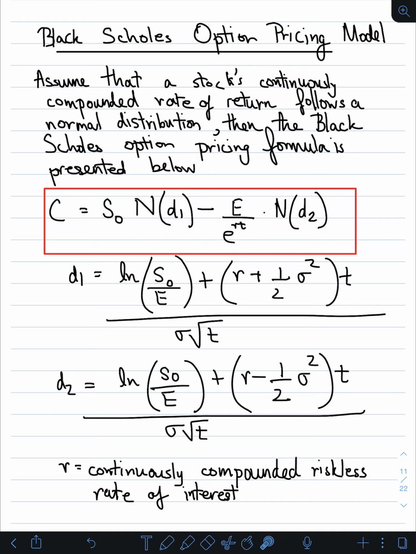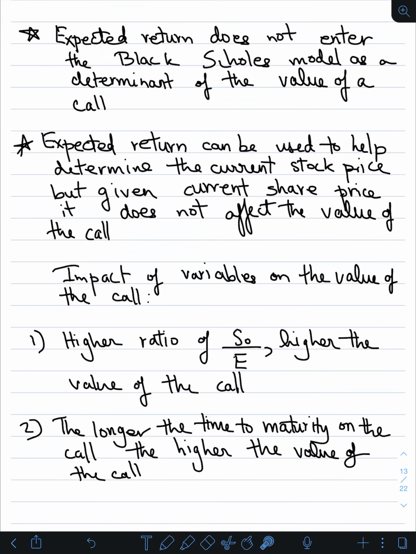The only thing that relates to a stock price is S0, which is the current price of the stock. So expected return can actually help us find that current price of the stock if we did not know what it was. But once we know the current price of the stock, expected return has no impact on the value of the call option. Regardless of if this stock has a higher expected return than the other stock, it does not matter. The only thing that matters is what that stock is currently trading at. Okay, that's the first important thing.